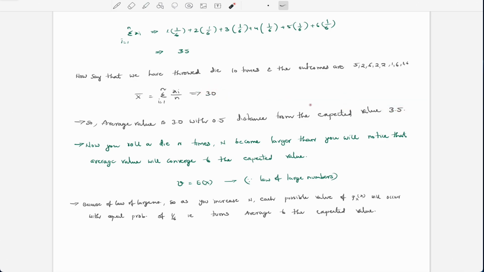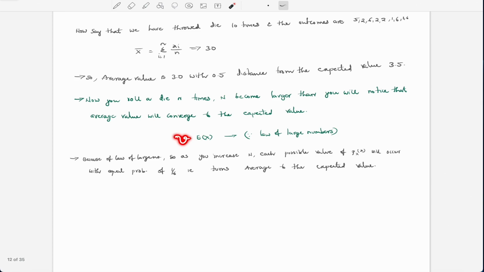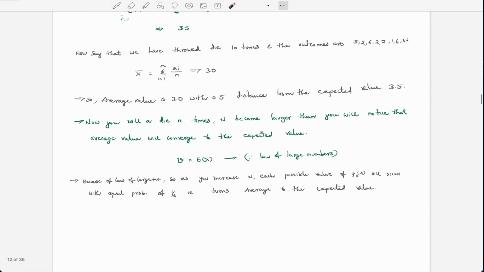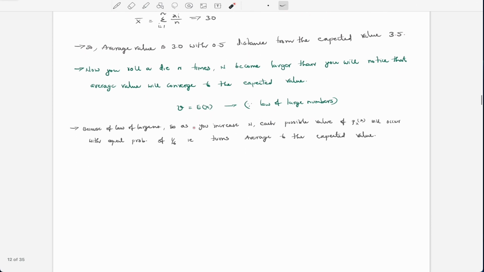This is the law of large numbers, right? So mu, which is the mean, is equal to the expected value of that event. That is taken from this law of large numbers. I hope you understand that.